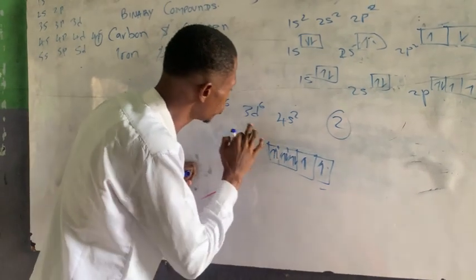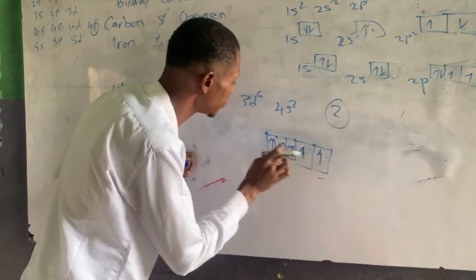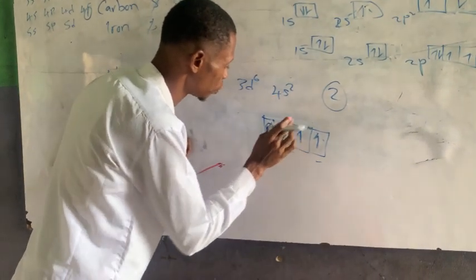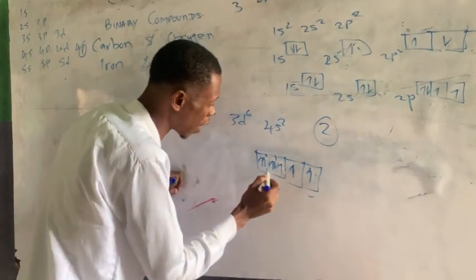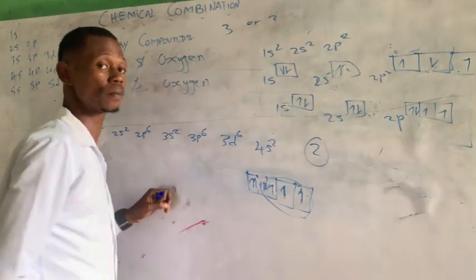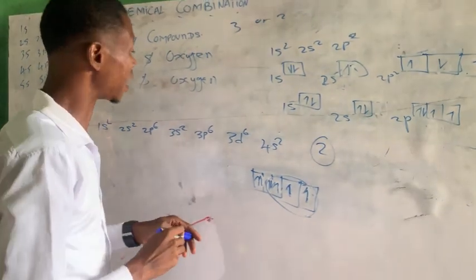So if you don't lose 1, that is 5. Then we get 1, 2, 3. These are our free electrons. Alright. So this is what will happen.